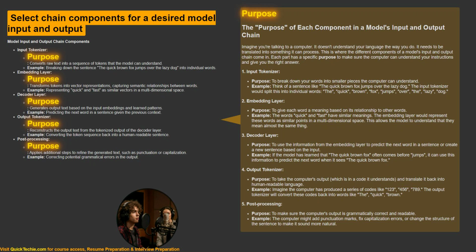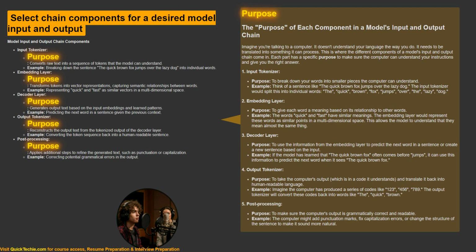Purpose. The purpose of each component in a model's input and output chain. Imagine you are talking to a computer. It doesn't understand your language the way you do. It needs to be translated into something it can process. This is where the different components of a model's input and output chain come in. Each part has a specific purpose to make sure the computer can understand your instructions and give you the right answer.